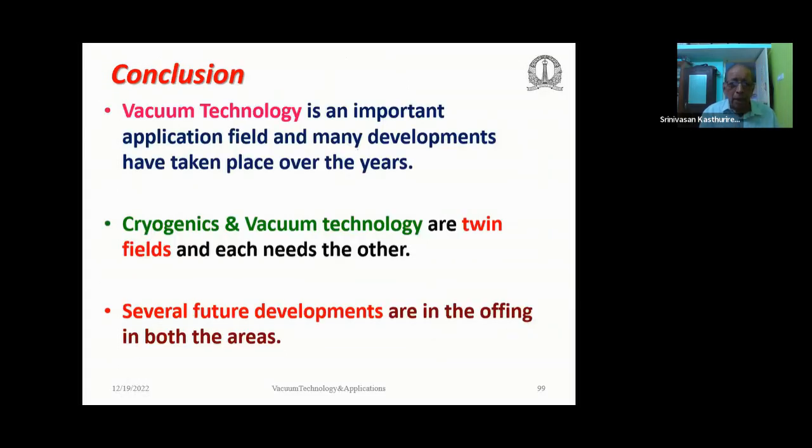Vacuum technology is an important application field, and many developments have taken place over the years. Cryogenics and vacuum technology are twin fields, and each needs the other. Several future developments have taken place in both the areas. Cryogenics certainly requires vacuum technology, and vacuum technology also requires cryogenics.